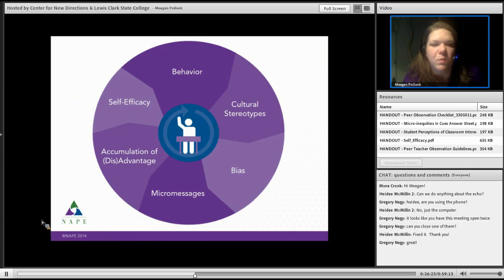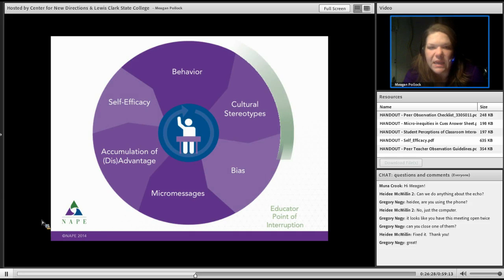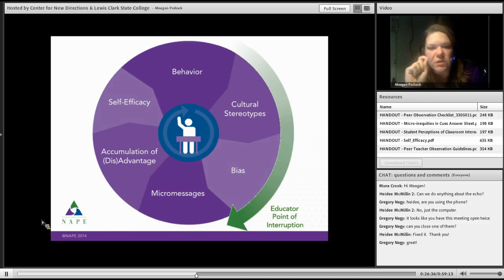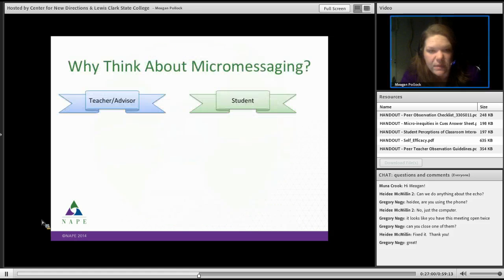So what we want to do is help our students begin to transform this cycle. And what we propose is that the point of interruption is right here at micromessages. So we can come to understand our bias, but then begin to work and reflect and change how we interact with students. When we understand how our biases manifest themselves in our interactions, in our curriculum, in our classroom environment, this is really where we can begin to transform our students and make a difference in their ability to pursue non-traditional pathways.